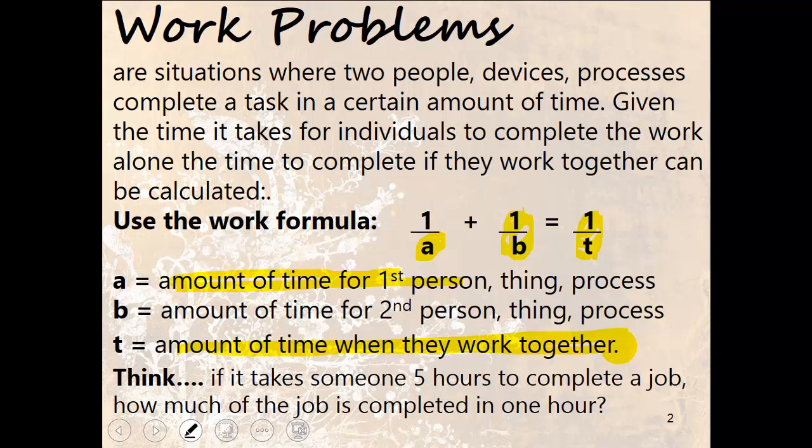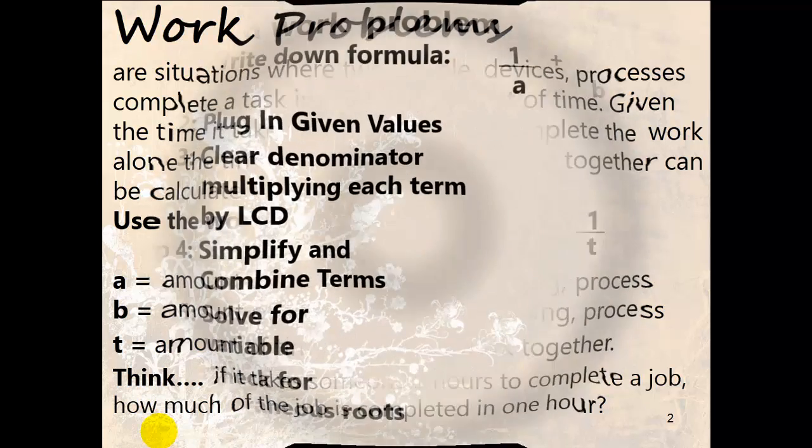So the reason this is a rational function is underlying this whole thing is, think about it, if it takes someone 5 hours to complete a job, to mow the lawn, to vacuum the house, how much of that job is completed in just 1 hour? Well, if 5 hours is the total, then 1/5 of the job would be done in 1 hour, right? So that's the whole premise behind work problems, okay?